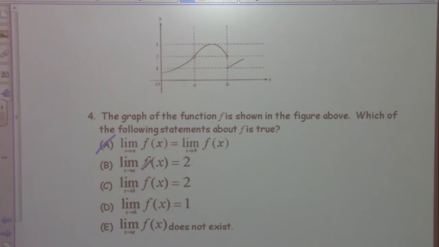Limit as x approaches a of f of x equals 2. That's looking good. And then limit as x approaches b is 2, no. Limit as x approaches b is 1, no. There's no limit as x approaches b. As x approaches a does not exist, no. Limit does exist, b is your right answer. So that's that. I didn't see the limit.